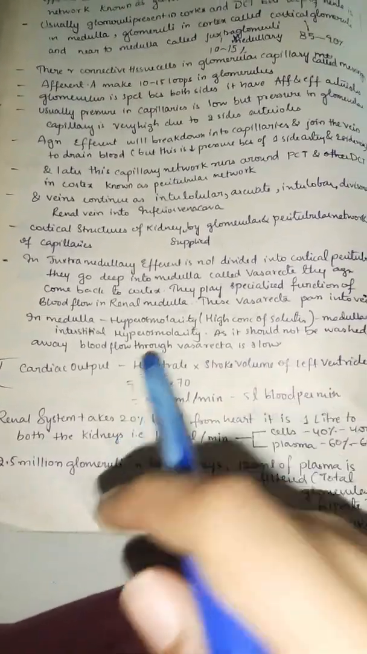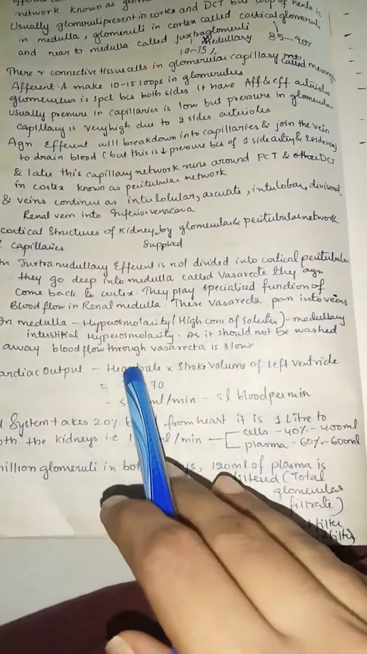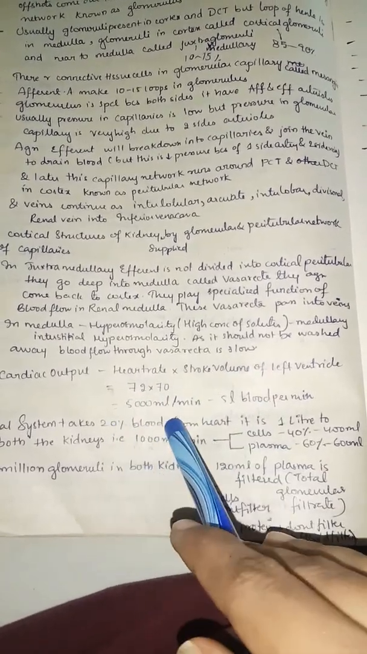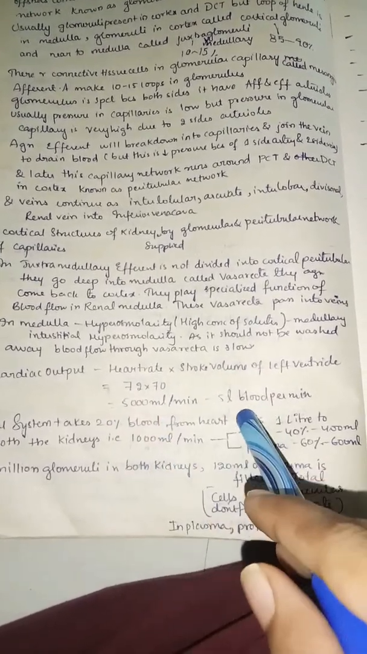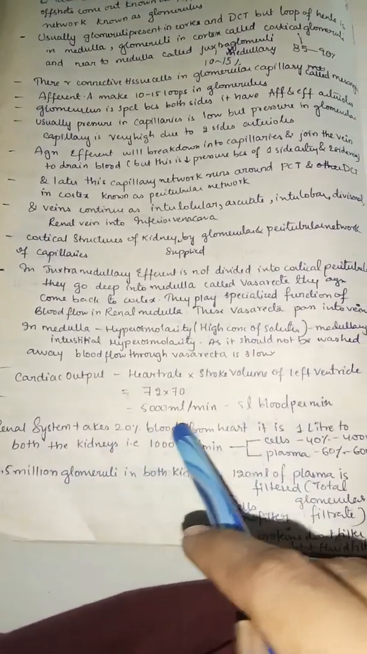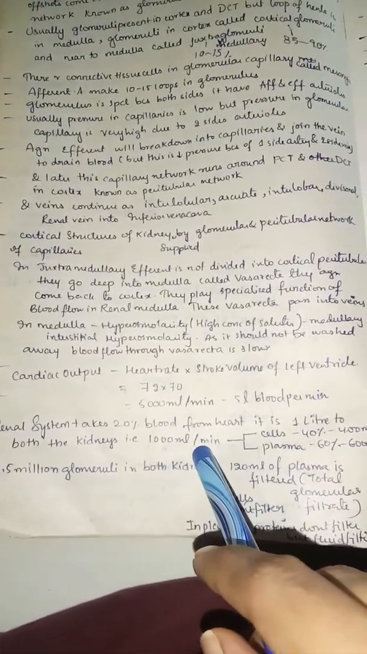So now let us start with cardiac output. Cardiac output we already discussed: heart rate times stroke volume of the left ventricle. Heart rate is normally 72 and the stroke volume is 70, so 72 times 70 gives about 5000 milliliters per minute. So this is the 5 liters of blood formed per minute. And the renal system takes 20% of the blood from the heart. It is only 1 liter to both the kidneys, that is only 1000 ml per minute.